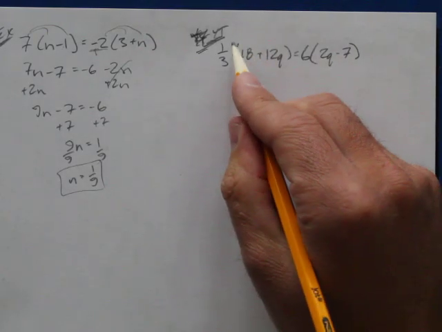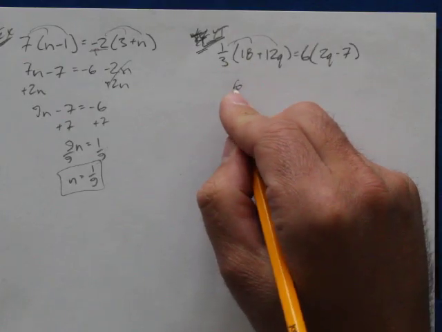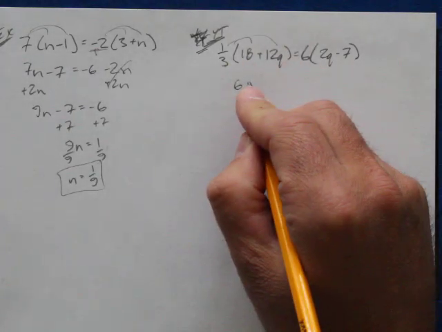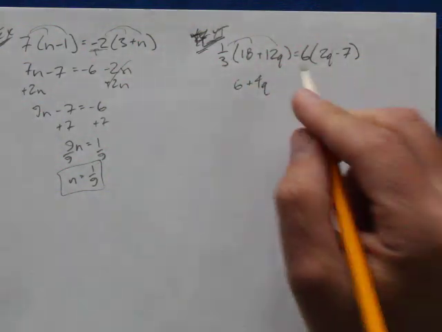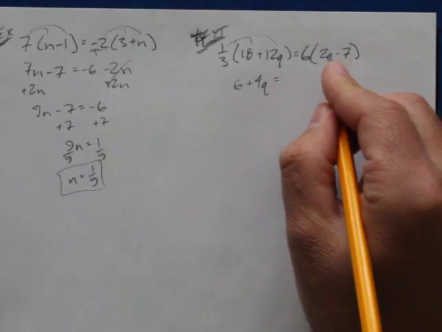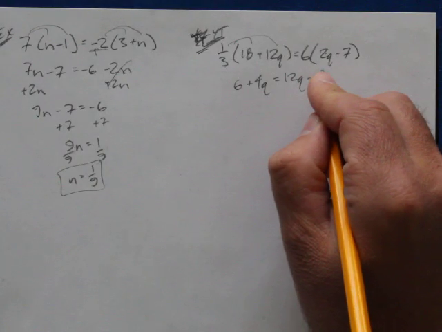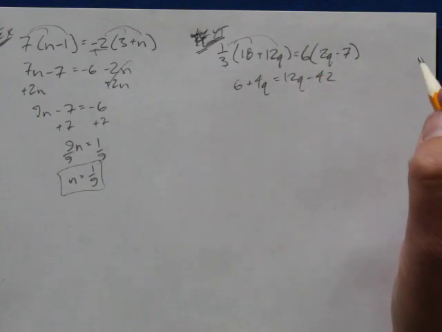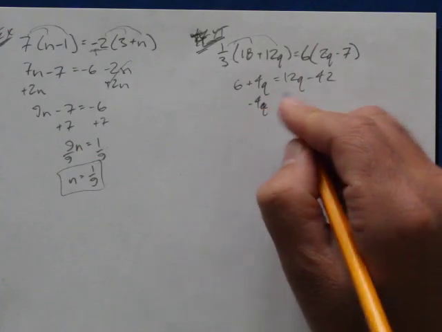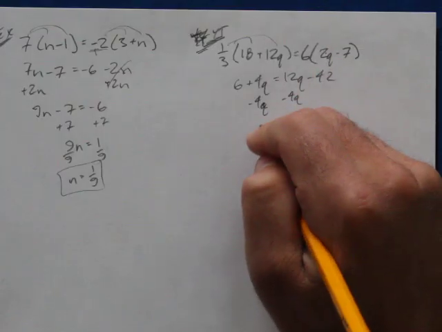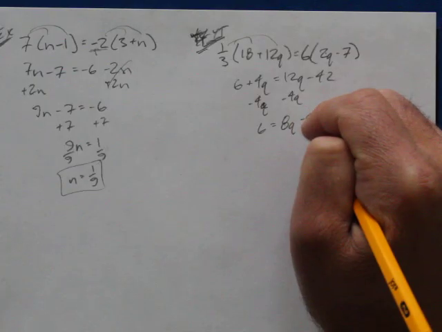All right, let's see how we did. I'm going to distribute this 1/3 to both of these. 1/3 of 18 is 6, or 18 divided by 3, however you want to think about it. 1/3 of 12 is 4q equals 6 times 2q is 12q. 6 times negative 7 is negative 42. I am going to now subtract 4q from both sides. And I get 6 equals 8q minus 42.